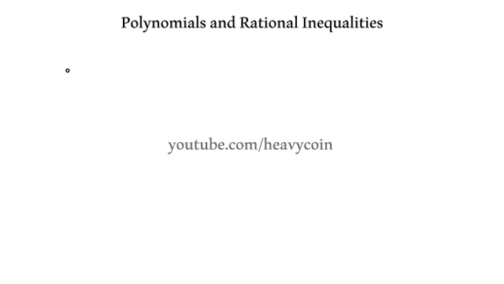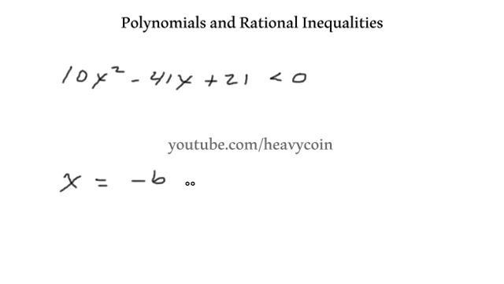All right. So we have 10x squared minus 41x plus 21, and that's going to be less than 0. So what I'm going to do here is use the quadratic formula. Okay, and let me just write that up to refresh your memory.